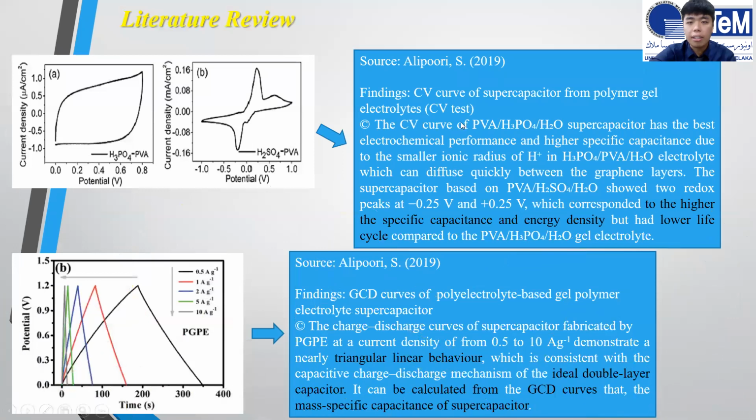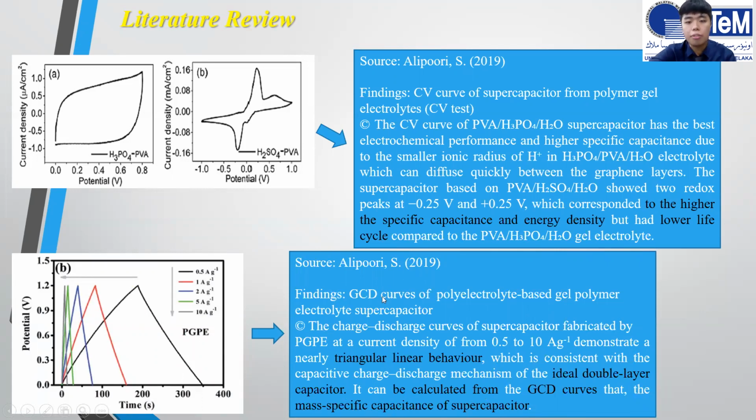The next finding is the CV curve of supercapacitor from polymer gel electrolytes CV test from Alipori S 2019. As we can see from the upper image, there are two CV curves. The first CV curve is from the phosphoric acid PVA supercapacitor. The second one is the sulfuric acid PVA supercapacitor. As we can see, the first one has high cyclic stability compared to the second one, but the second one has a higher specific capacity and energy density. From here, we can conclude that the higher the specific capacity and energy density, the lower the life cycle.